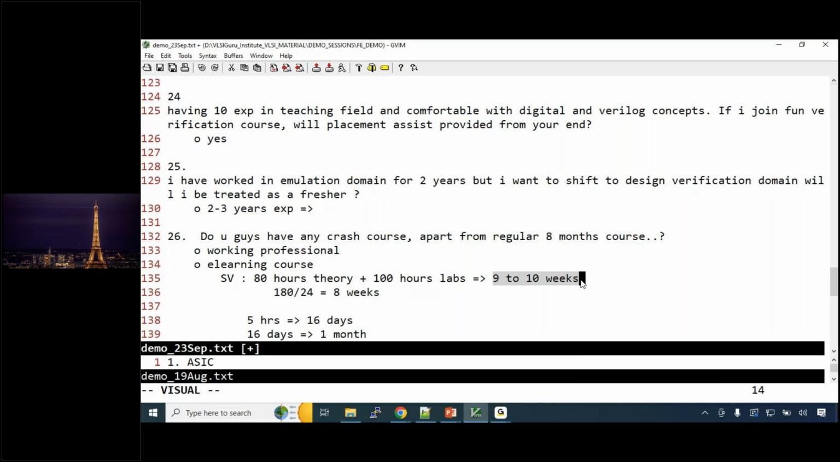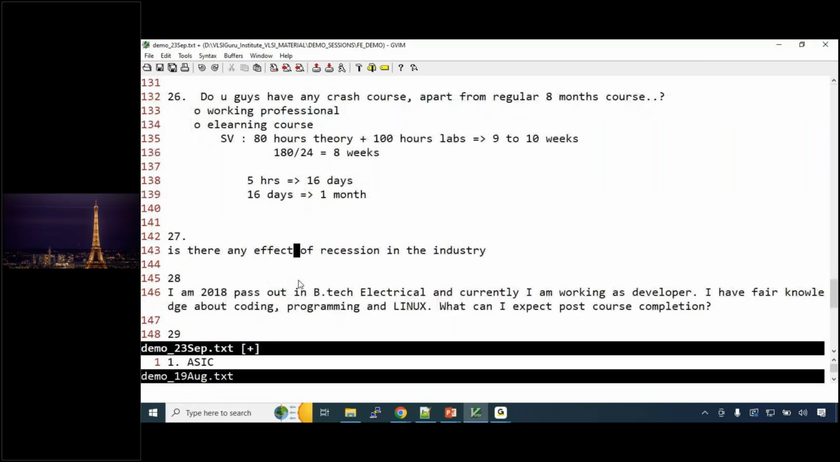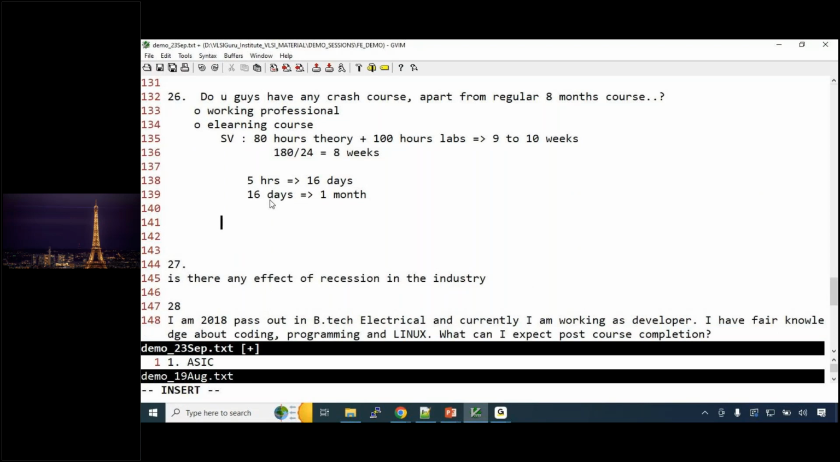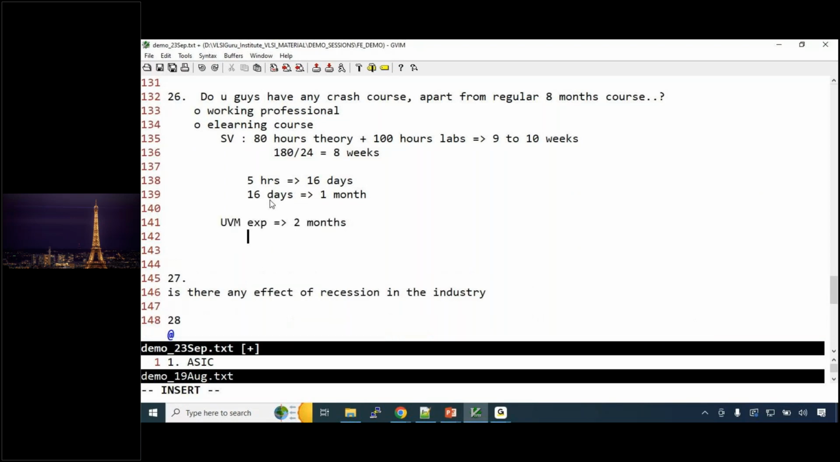But then the question comes, can't we reduce this 80 hours to 20 hours? We don't do that because it's very difficult. Skipping that subject and just covering very shallow, it's very difficult. So we do offer long courses. I hope Dilip, it answers your question. So UVM also something like that. Let's say we do UVM experience course for 2 months. You can do it at your own pace. You can complete it in 1 month itself.